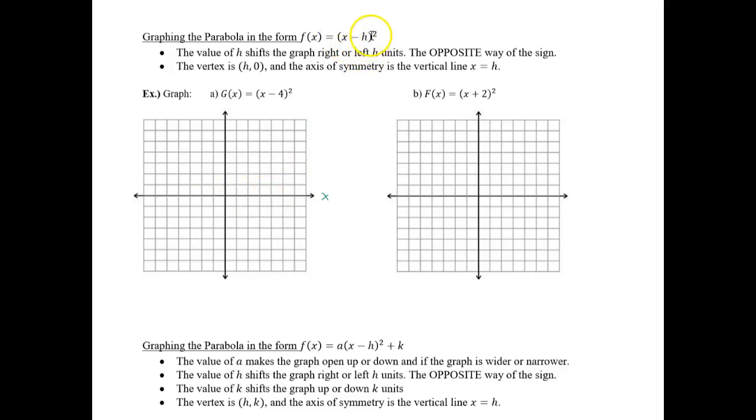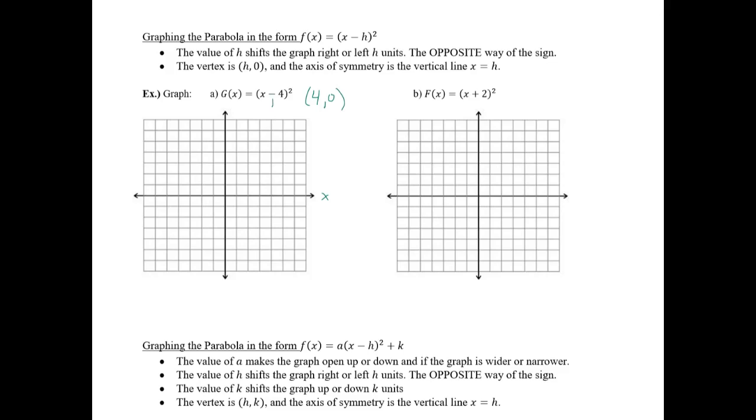The way I remember that is I just think about what would make this parenthesis 0, just like finding our zeros, and it's always the opposite sign of what's in there. Okay? For example, I have this graph, g of x equals x minus 4, all that squared. So the vertex of our graph is now going to be shifted to the right 4 units.